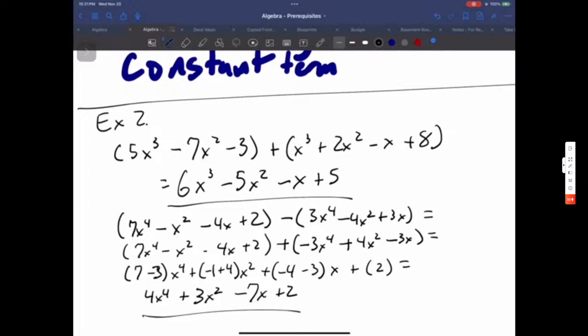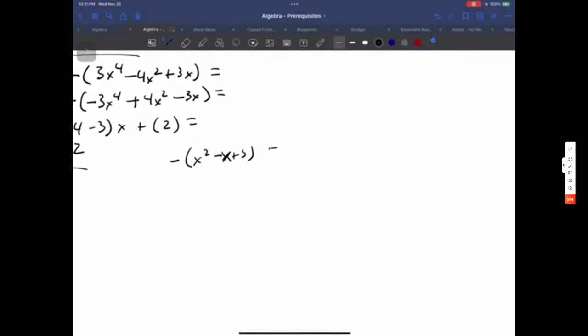A common mistake is to fail to change the sign of each term inside the parentheses preceded by a negative sign, which we just went over. You distribute, you change all the terms. So they have this: minus x squared minus x plus 3, and they're saying that that is equal to minus x squared plus x minus 3, and it is not equal to minus x squared minus x plus 3.